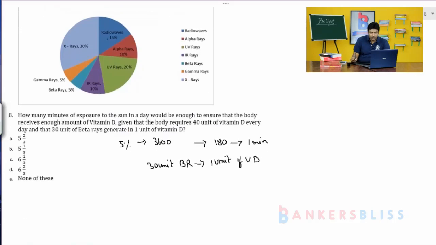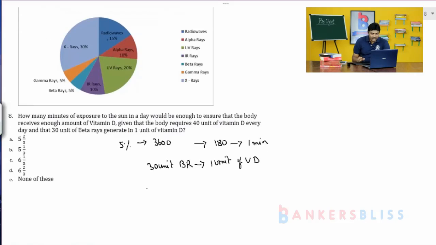Now, 180 units we can receive in 1 minute, means how many units of vitamin D are we going to get? 180 by 30, so 3 6s are 18. So 6 units of vitamin D we can receive in 1 minute, but we should get 40 units, therefore 40 by 6. 6 6s are 36. Okay, what is the remainder? 4 is the remainder. 6 4 by 6. So 2 2s are 4, 2 3s are 6, which is equal to 6 2 by 3.